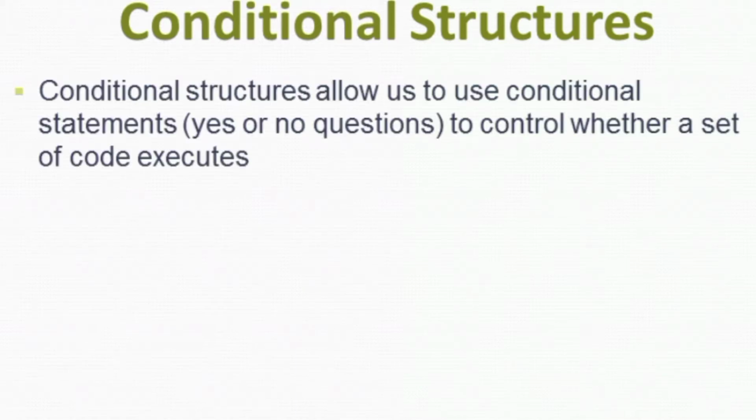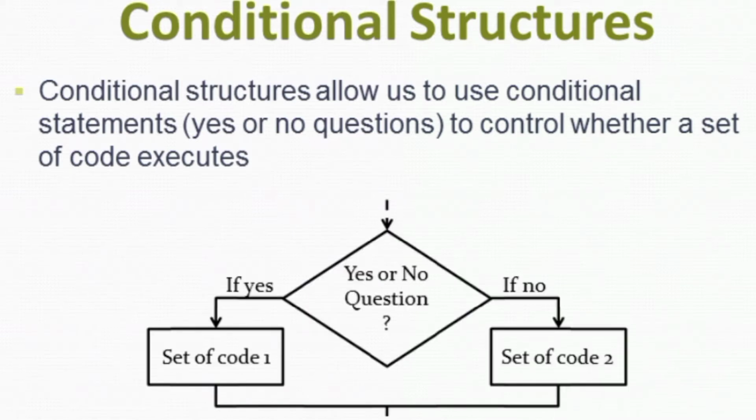Basically, a conditional structure allows us to use those conditional statements, or those yes or no questions, to control whether certain sets of code execute. Essentially, we would have something that looks like this, where we have the rest of our program coming down, we ask a yes or no question, and then based on the answer to that question, we choose to do one of two sets of code. The key with the conditional structures is that we can only execute one of those sets of code. We couldn't execute both of them.